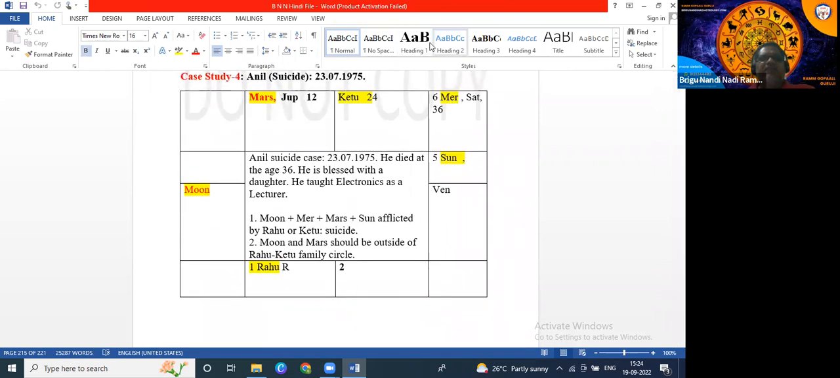You see, this man was born on 23rd July 1975. First we have to check the Rahu Ketu family circle, whether all the planets are on one side and which planets are outside. Here you see Moon and Mars are outside the Rahu Ketu family circle. That means all the planets are on one side, with one or two planets outside. Outside the Rahu Ketu family circle, Moon and Mars are together.